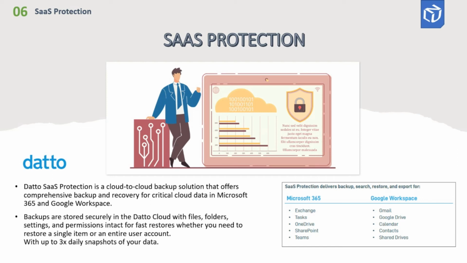So the things that Datto will back up is your Exchange, so obviously your email backups, your tasks, OneDrive, SharePoint, and Microsoft Teams. And in terms of Google Workspace, it will do your Gmail, your Google Drive, your Google Calendar, Google Contacts, and obviously your shared drives.